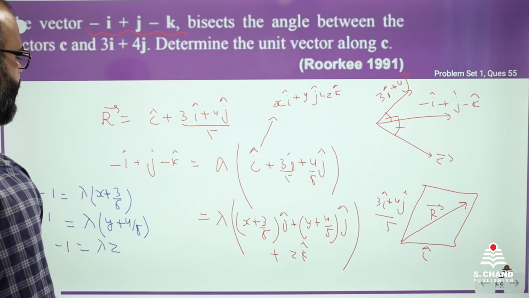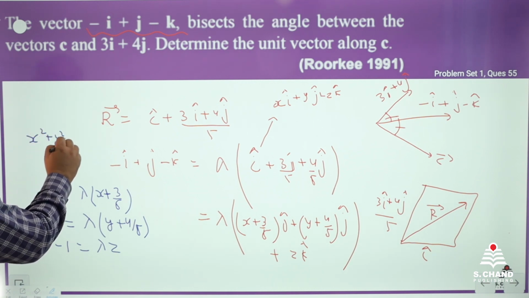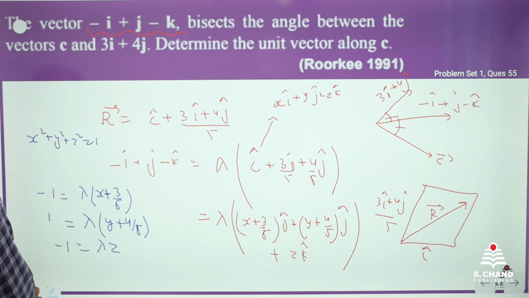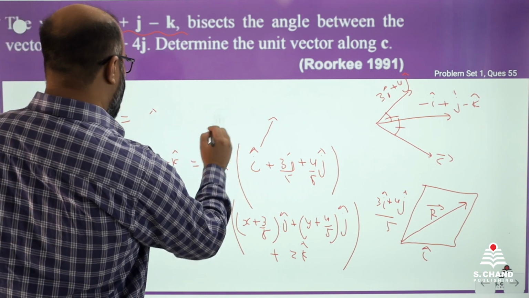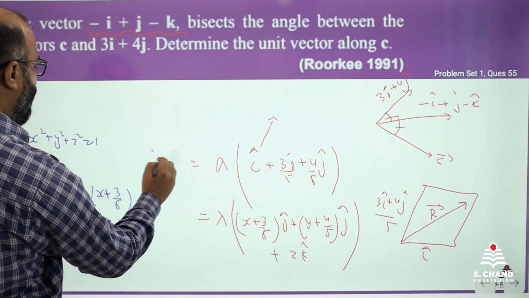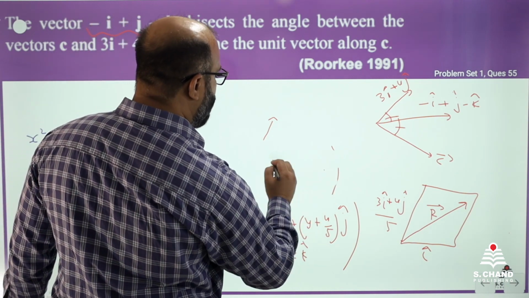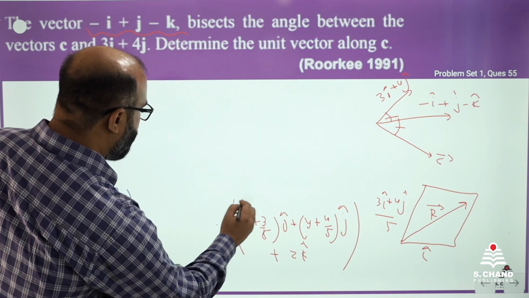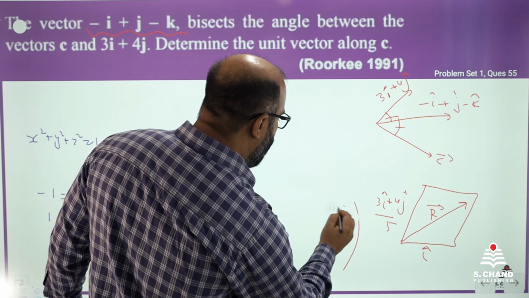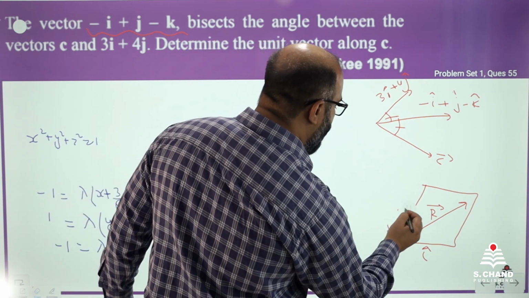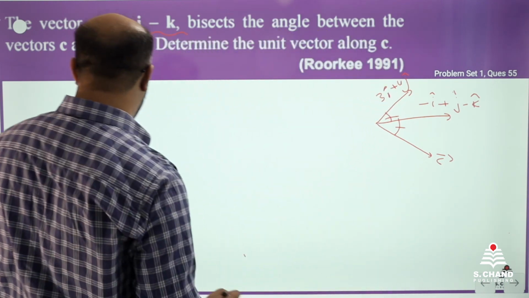And the third result we have is that C is a unit vector, so x square plus y square plus z square is equal to 1. So from here now we proceed. I am erasing the parts which we have utilized. What we have done till now is we have taken the resultant vector and equated it to lambda times the given vector, which is the bisector of these two vectors. After that, we have assumed that the C vector is xi plus yj plus zk. We also know that x square plus y square plus z square is equal to 1.